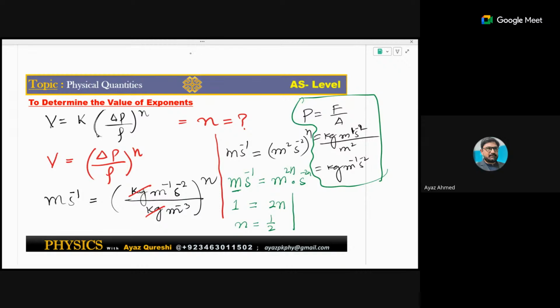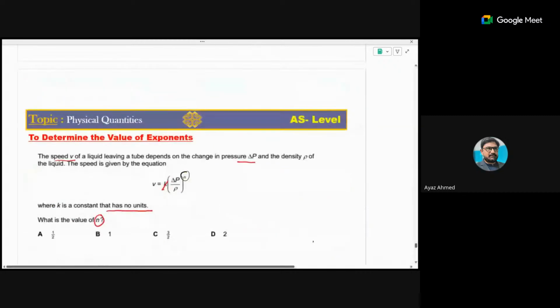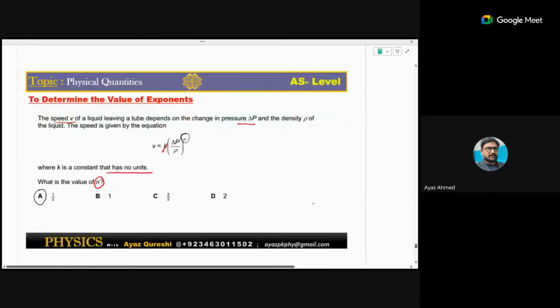The same thing can be repeated for s. When I write for s, it will be minus 1 on the left hand side and minus 2n on the right hand side. Minus and minus would cancel, so n will again be 1 upon 2. So that means n has the power 1 upon 2. This is the right option. Will you be able to handle these types of questions now? Yes, sir. Good.